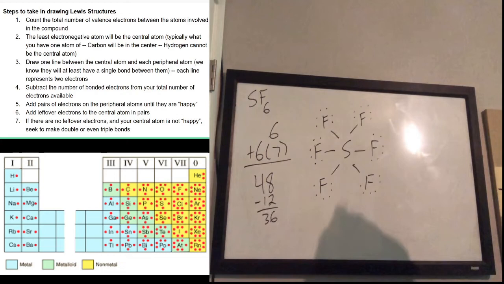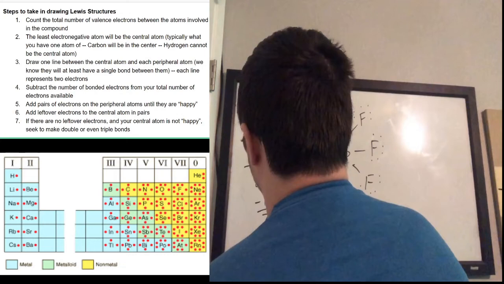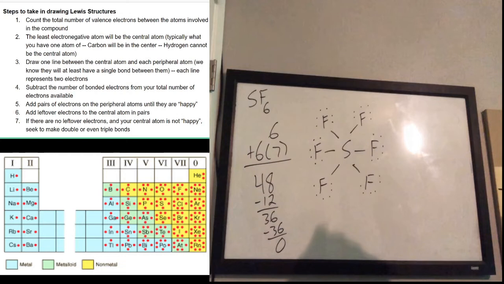All right, we just added 6 dots to 6 fluorines. 6 times 6 is 36. So I've got no electrons left over. Last step is to make sure that everyone is happy. All of my fluorines have 8, and sulfur actually has 12. 6 lines attached to them, 2 electrons apiece. Sulfur has an expanded octet, and we're good to go.